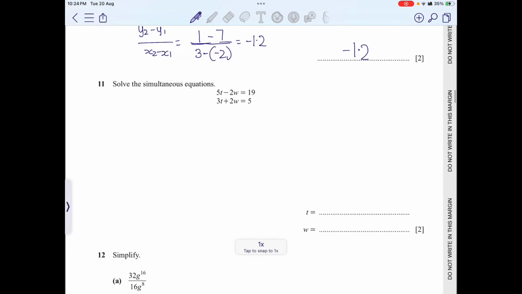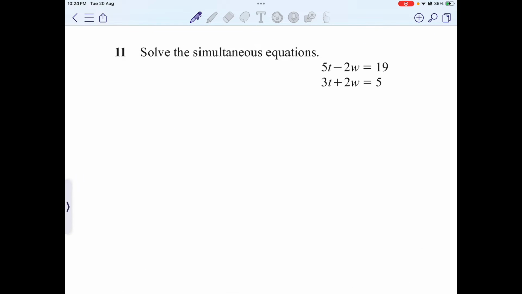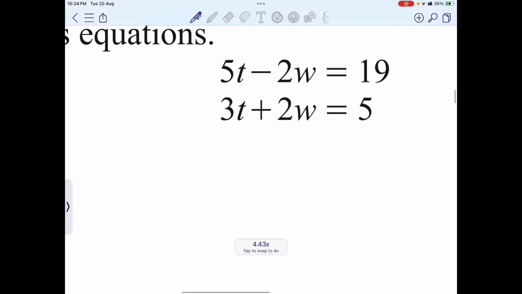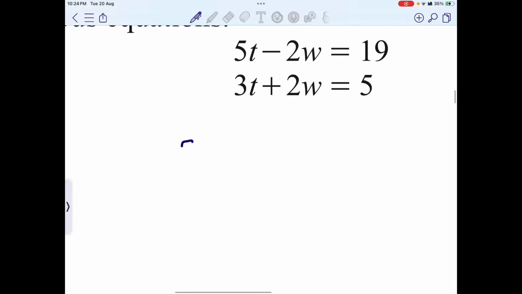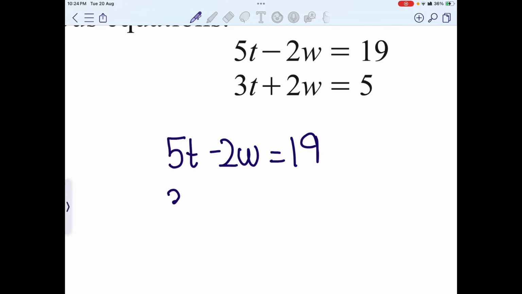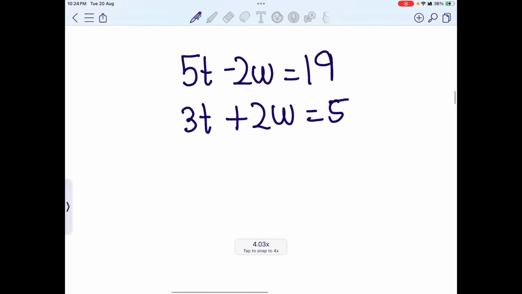Next question asks us to solve a simultaneous equation. 5t minus 2w is 19, and 3t plus 2w is 5. So as you can see, if you write these equations, 5t minus 2w equals 19, and 3t plus 2w equals 5. Now if you add up -2w plus 2w, it will cancel out. So we can just add these both.